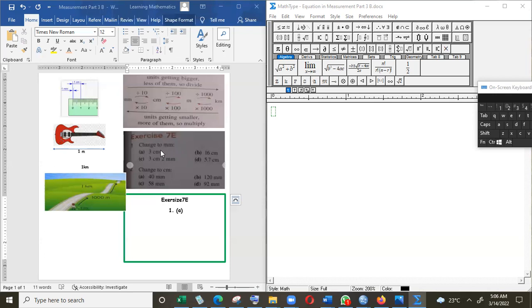So if we're going to change from centimeters to millimeters, that means we're going from big to small. The arrow is pointing to millimeters. So from centimeters to millimeters, we have to multiply. Okay? So please write this down.